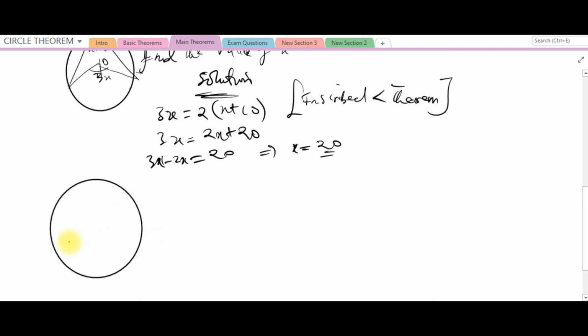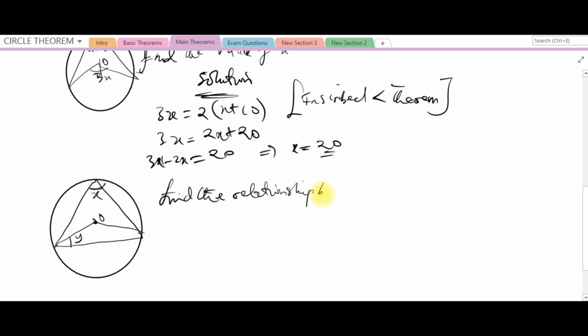Assuming this is a circle with center O. We are asked to find the relationship between X and Y.